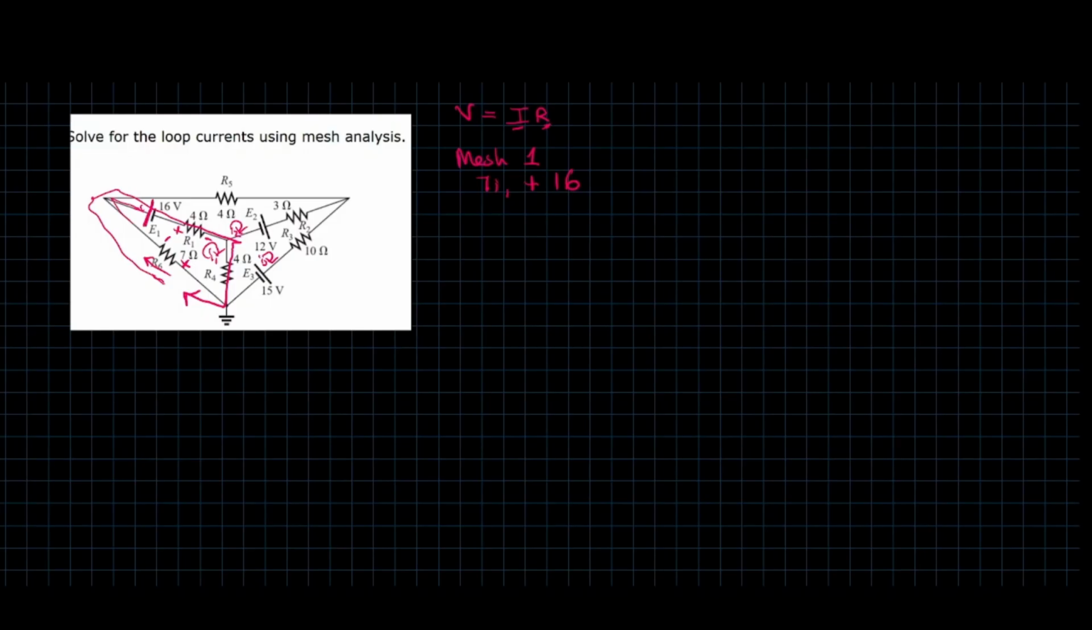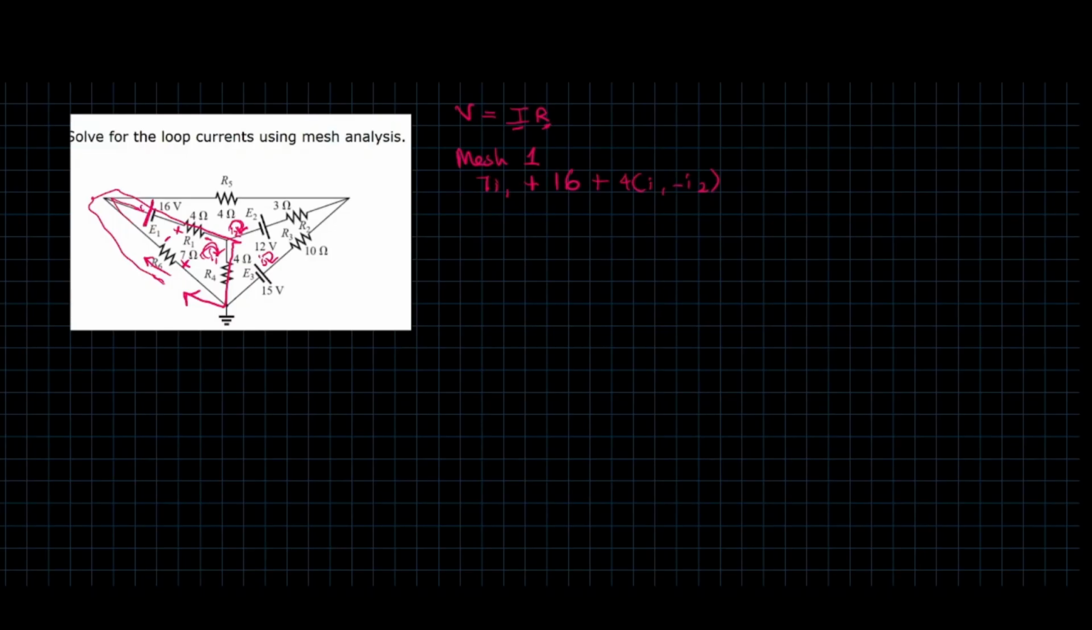Then across this resistor, it's going to drop. But notice how this resistor is in between mesh 1 and loop current 2. So it's going to be plus 4 (I1 minus I2). And the reason why it's I1 minus I2 is because we're currently in mesh 1. If you're in mesh 2, it will be I2 minus I1.